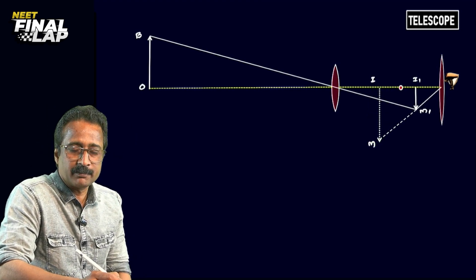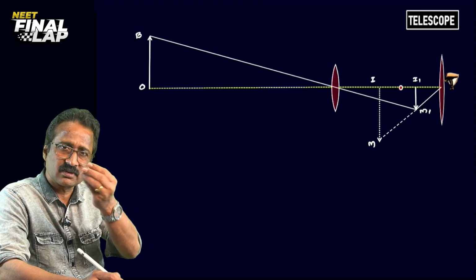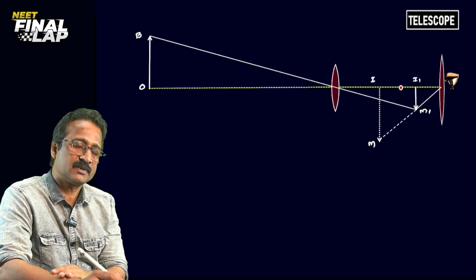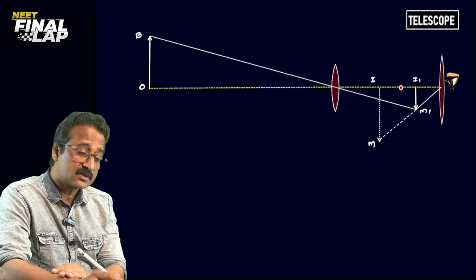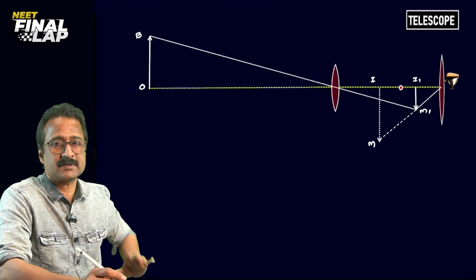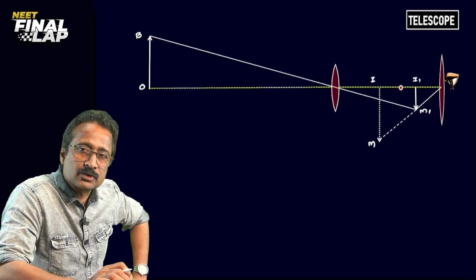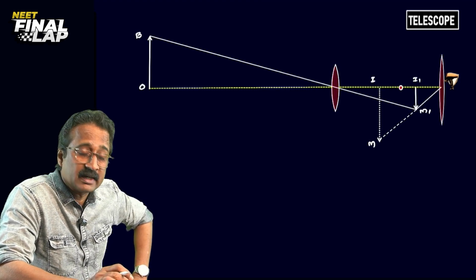So let me put it in simple words like this. The objective produces a real image, which is a tiny image, a diminished image I must accept. But the second image is a little more enlarged because it's a virtual enlarged image produced by the eyepiece. This is how it functions. Now forget about how it works. Let us come to the mathematical expressions to deal with the magnifying power.